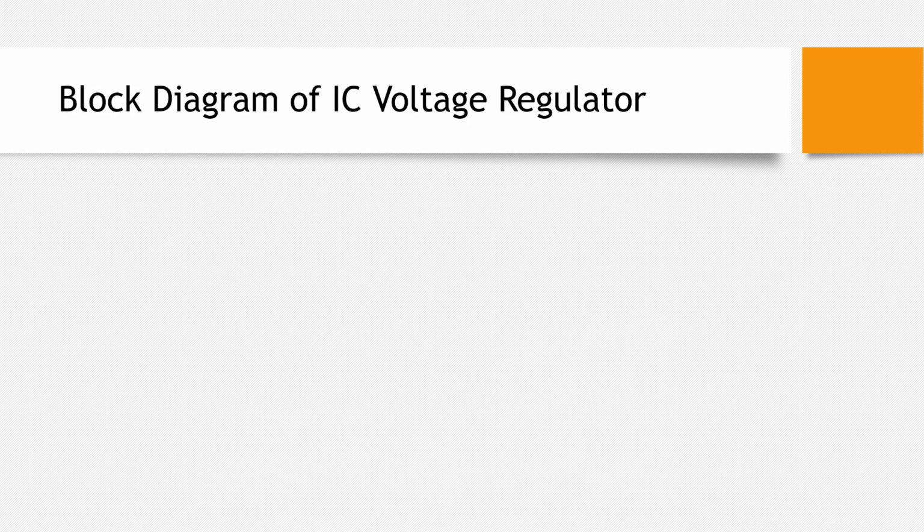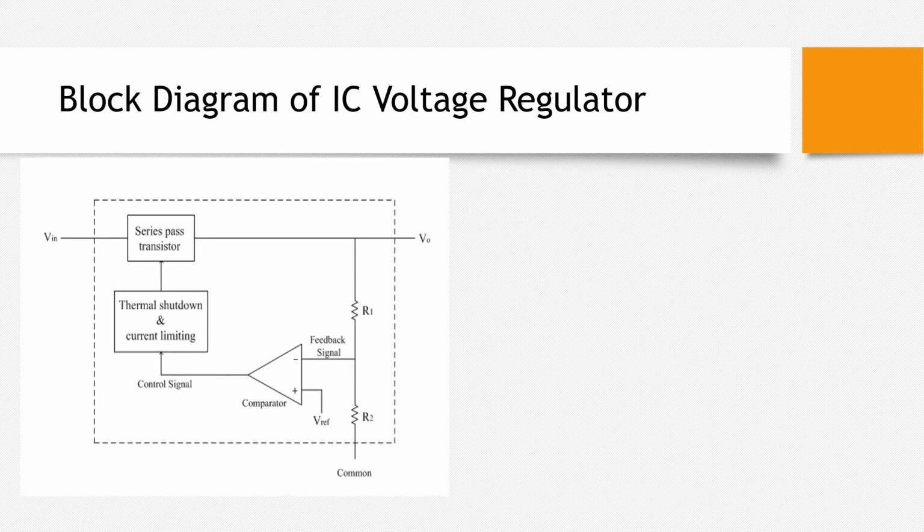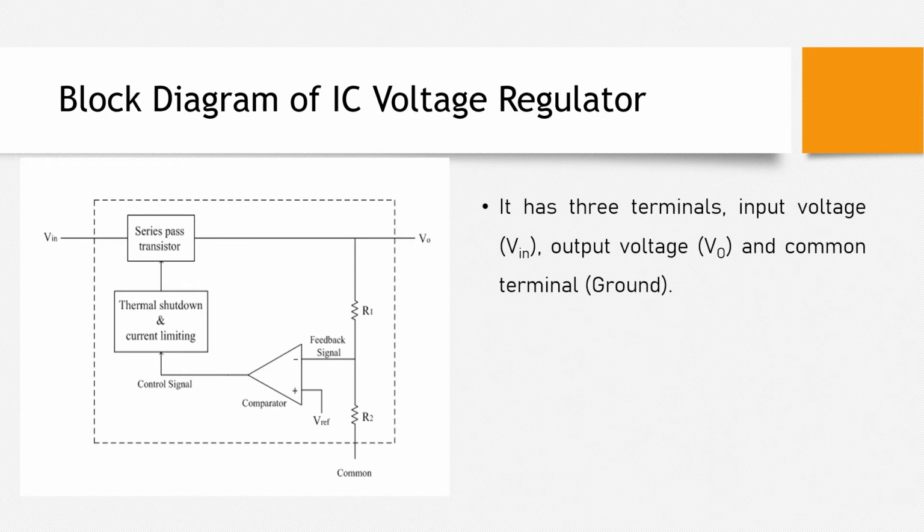Block diagram of IC voltage regulator. This is the block diagram of an IC voltage regulator, which consists of a comparator, a series pass transistor, and mainly this IC voltage regulator has three terminals: the input voltage V in terminal, the output voltage V out terminal, and the common terminal, which is the ground terminal. As we have seen in the block diagram of a DC voltage regulator, the entire part is involved here: the control element, that is a series pass transistor switch, the feedback sampling network, the reference part, and the comparator part.